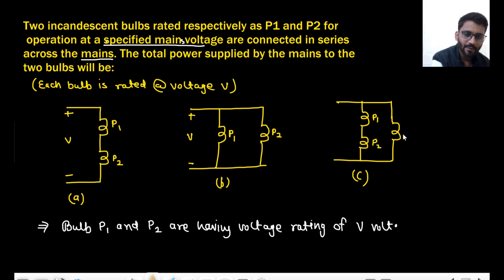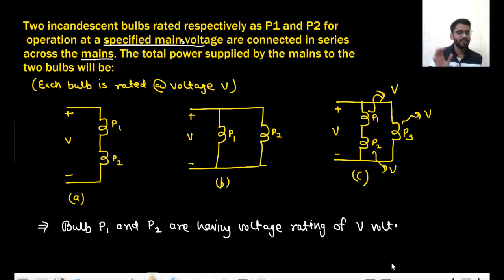P1, P2, P3, and supply is V. So if this was the case, tell me what would be the power supplied by the mains. This P1 is having voltage rating of V. This P2 is having voltage rating of V. P3 is also having voltage rating of V. All are having voltage rating of V. So tell me what will be the power supplied by the voltage source or the mains, you can say. Each bulb is rated at voltage V. What will be the power supplied by the voltage source? That you need to tell me.